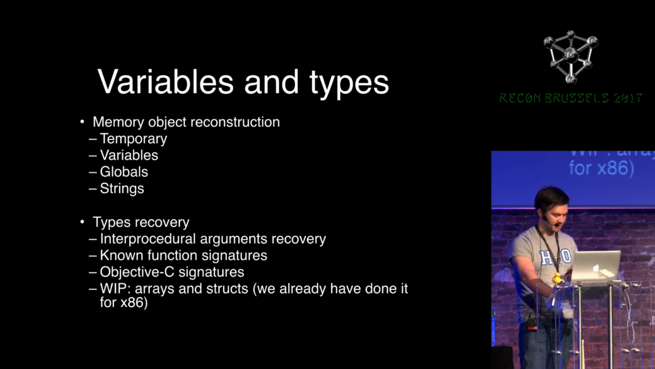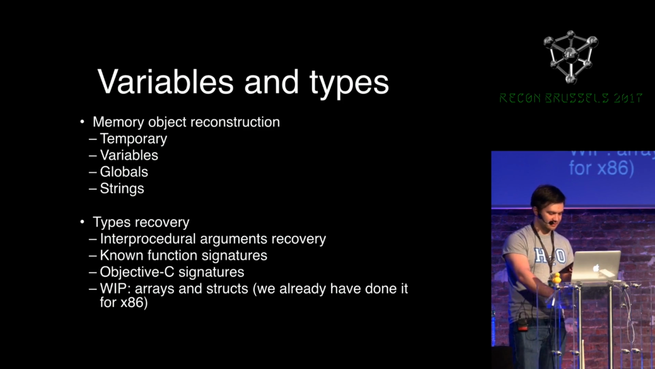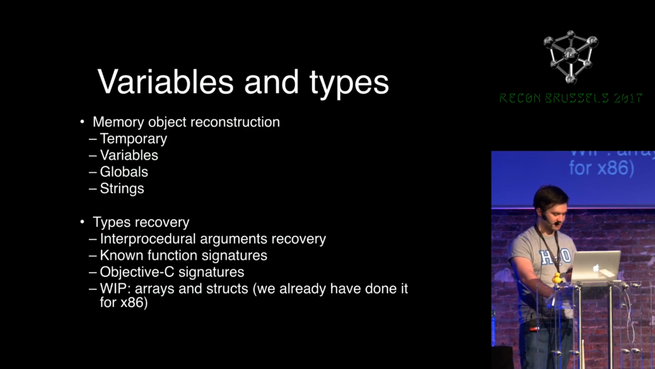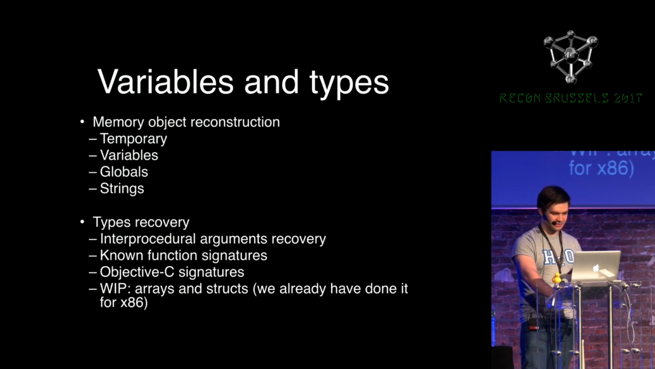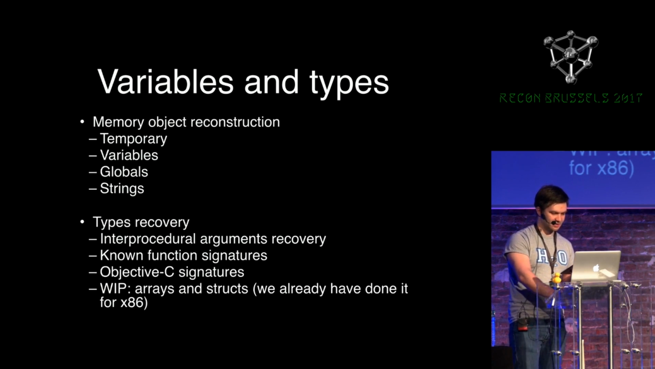So, after we obtain the basic information about the functions, we run a series of analyses to get more precise information about the semantics of the program. During analysis, we recover the memory objects used by the program, such as temporary variables, local and global variables, and most importantly for security analysis, strings. We also recover types of variables and arguments.